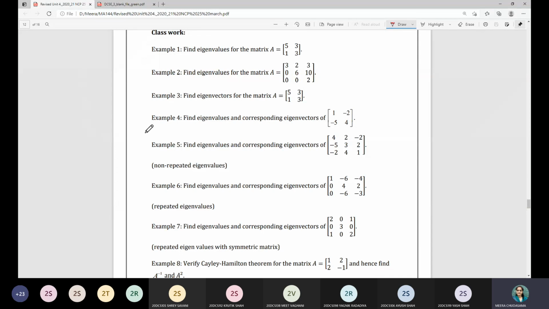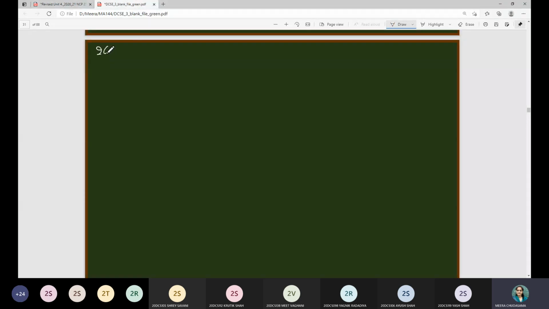So today I am going to finish this topic, eigenvalues and eigenvectors, in which we are going to consider these examples. From this, first let me consider example 1 and example 3. Example 1 deals with the eigenvalues of a matrix, whereas in example 3 you are asked to find the eigenvectors of the same matrix. So we'll do this example simultaneously. Let me start with it.